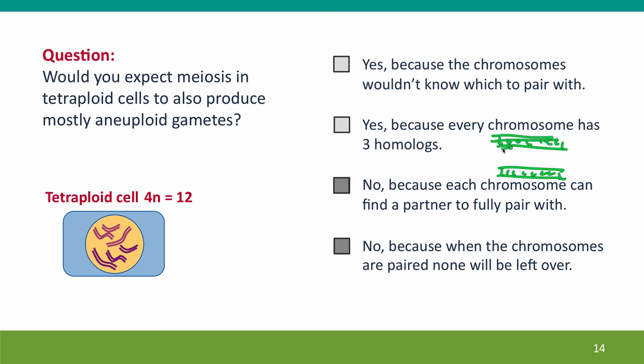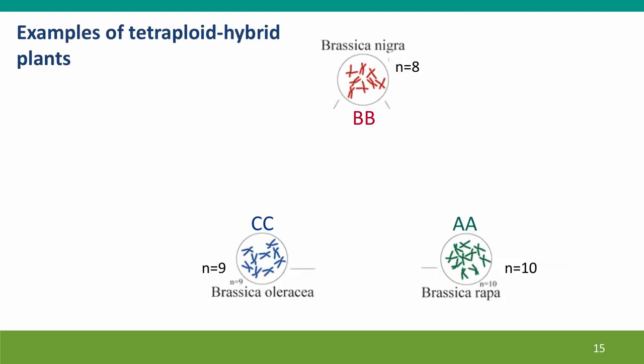So two sisters, two sisters. And so the chromosomes are all paired. They segregate normally in meiosis, producing euploid diploid gametes rather than producing the normal euploid haploid gametes. Now, this ability of tetraploids to be fully fertile has been exploited by evolution.